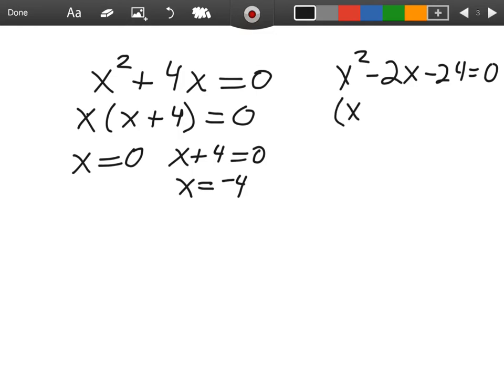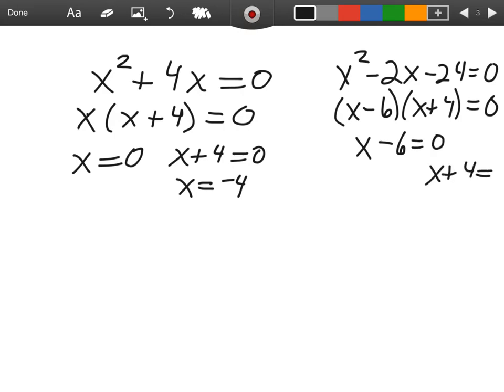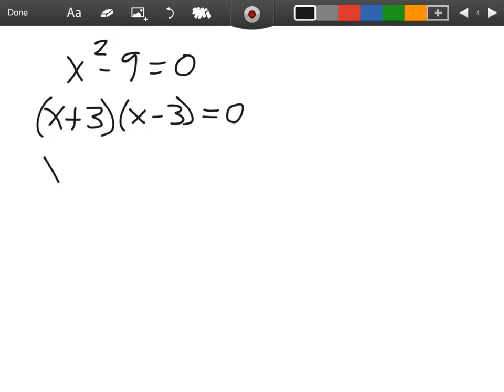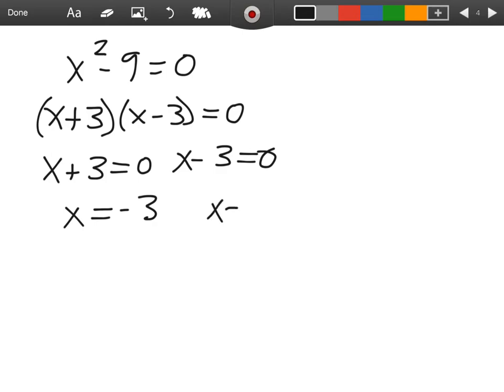Okay, this factors into x minus 6, x plus 4. Take each of those factors, set it equal to 0, and we get x is equal to positive 6 and x is equal to negative 4. Okay, difference of squares. This factors into x plus 3, x minus 3. So we got x plus 3 equals 0 and x minus 3 equals 0, which gives us negative 3 and positive 3.